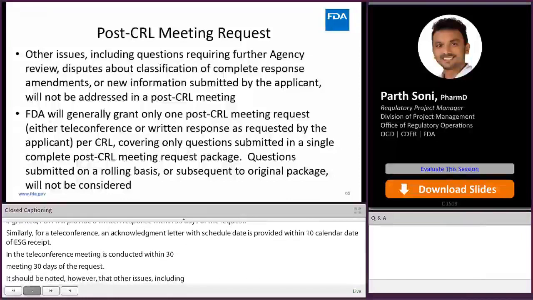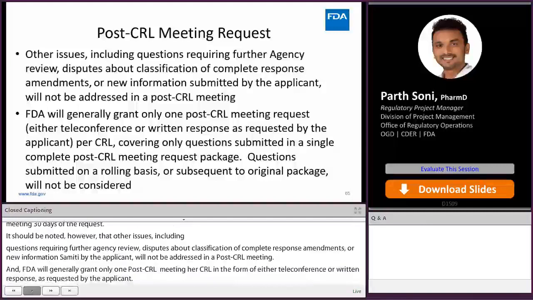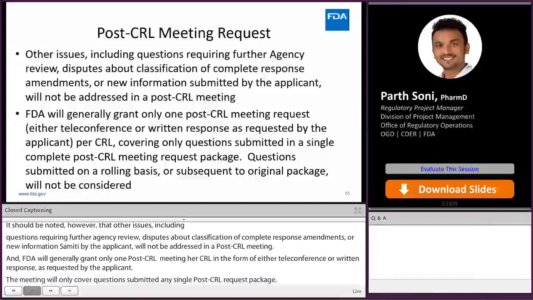And FDA will generally grant only one post-CRL meeting per CRL in the form of either teleconference or written response as requested by the applicant. The meeting will only cover questions submitted in a single complete post-CRL meeting request package. Questions submitted on a rolling basis or subsequent to the original package will not be considered.